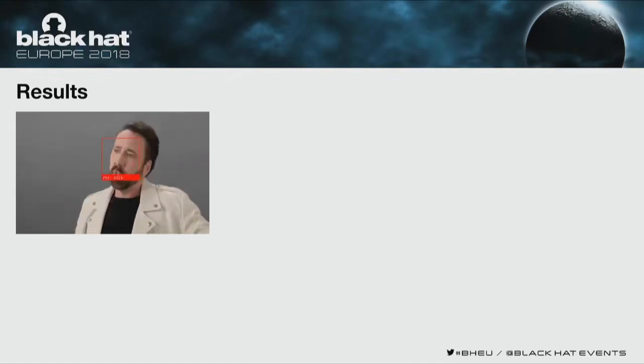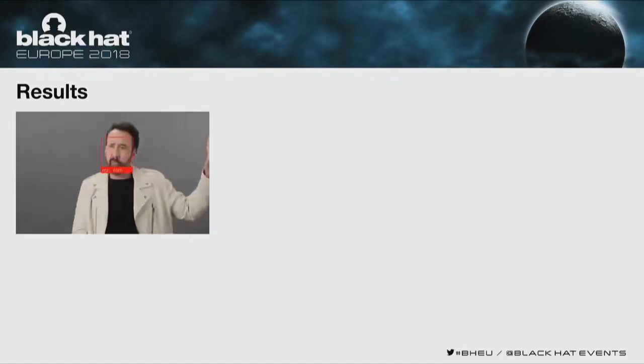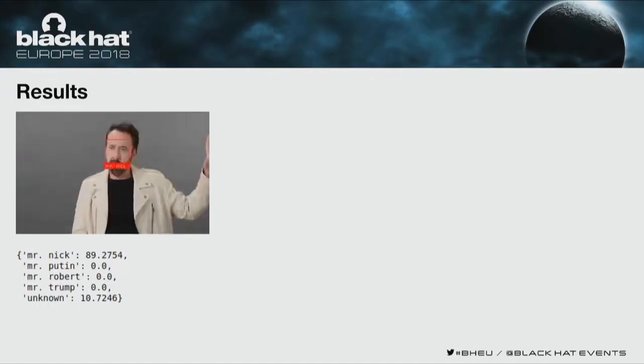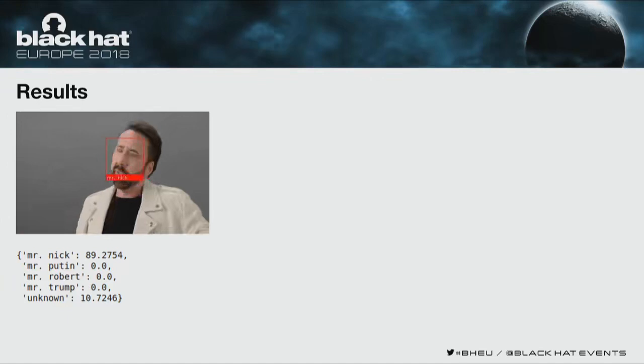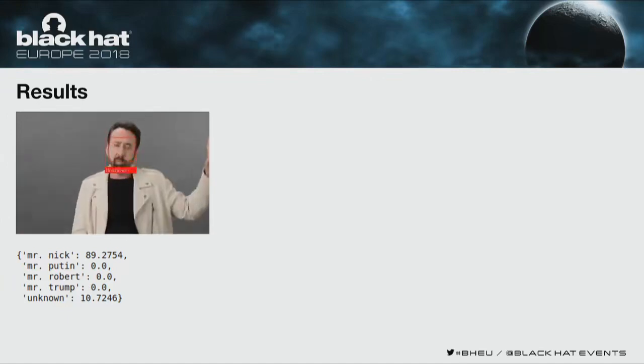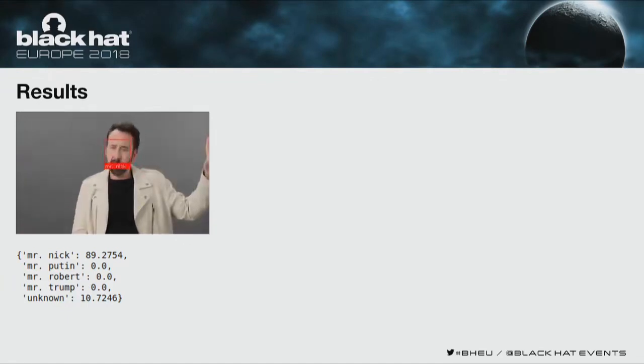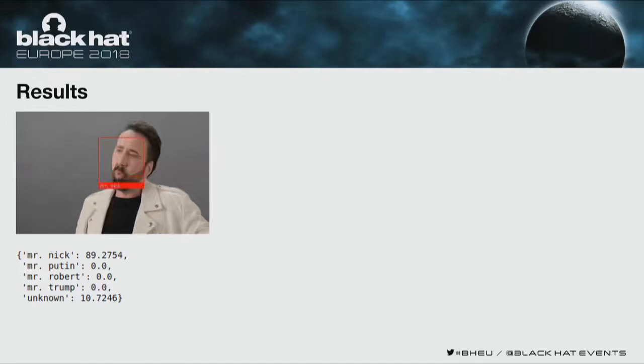This is the GIF which we obtained from a video, and this is a genuine video of Mr. Nicolas Cage. When we fed this video as an input to our prototype, we got this output. Our prototype says that there is an 89.27% chance that Mr. Nick exists in that video. So there is a high chance that this video might be genuine.